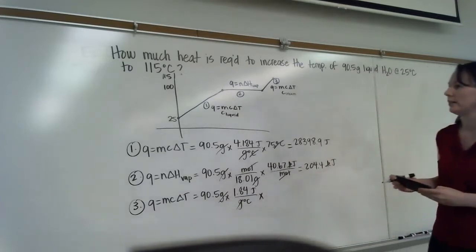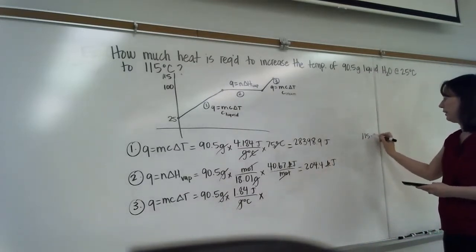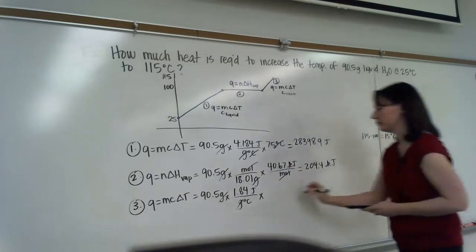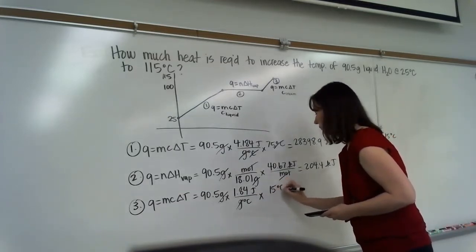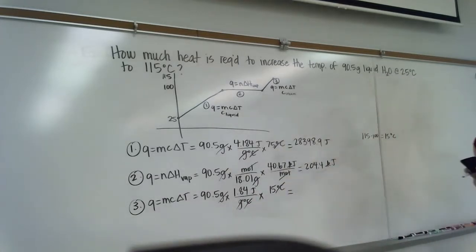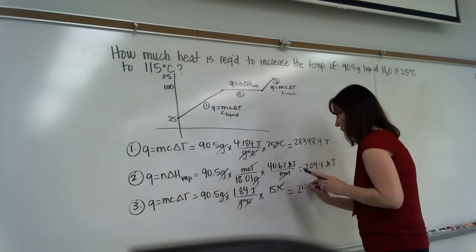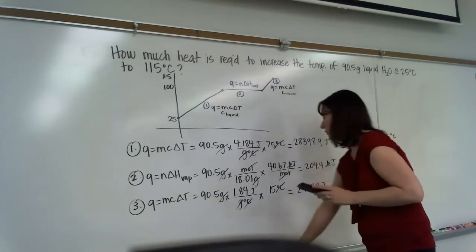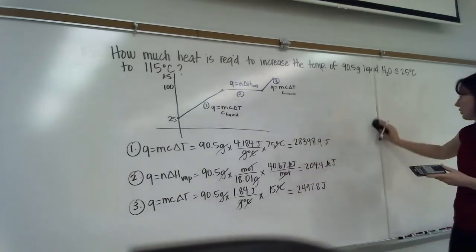It's always final minus initial. So 115 minus 100 is what? 15 degrees Celsius. So degrees Celsius cancel, giving me units of joules: 90.5 times 1.84 times 15 gives me 2497.8 joules. Now again, you can leave everything in joules. There's nothing wrong with that.